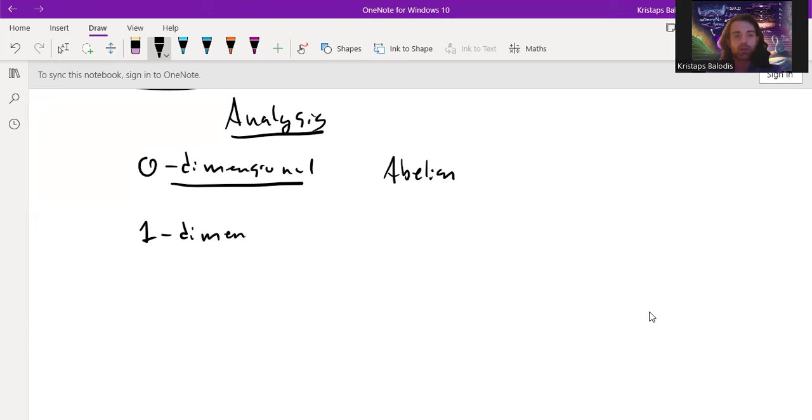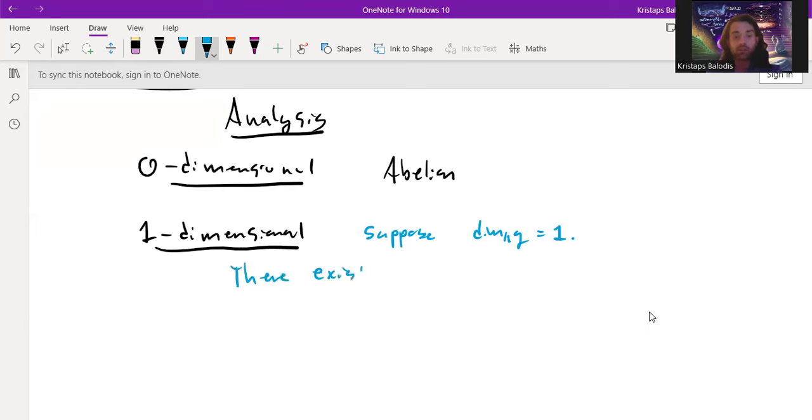Okay, what about 1-dimensional Lie algebras? Well, to that end, suppose the dimension of G is equal to 1. Well, what does it mean to be 1-dimensional? That means there exists X in here such that X is a basis.